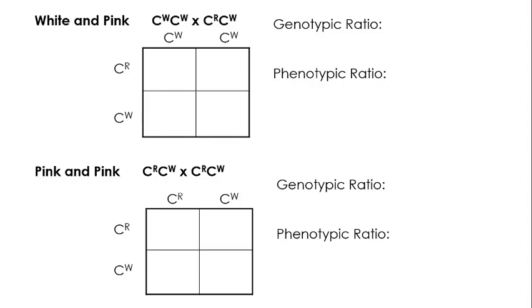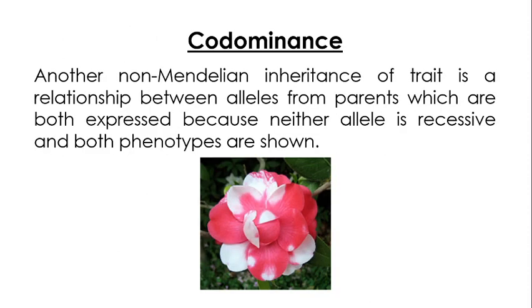Now, let's move on to the next non-Mendelian pattern of inheritance, which is co-dominance. Another non-Mendelian inheritance of trait is a relationship between alleles from parents which are both expressed because neither allele is recessive and both phenotypes are shown. Closely related kay incomplete dominance ay si co-dominance. Yun nga lang, in this non-Mendelian pattern of inheritance, hindi nagkakaroon ng blending ng color or blending ng traits.